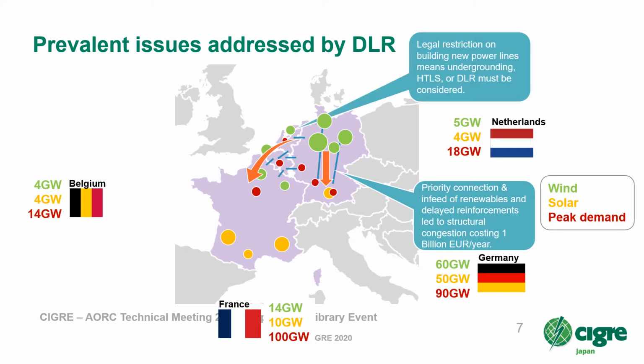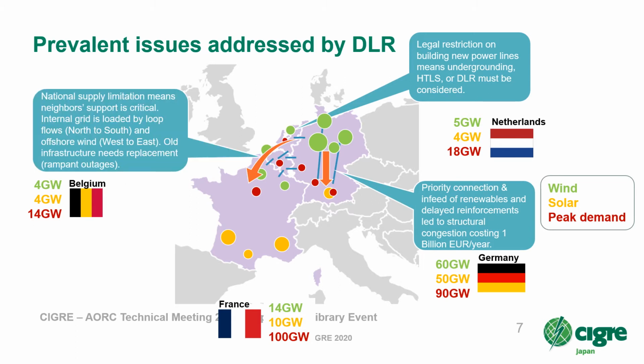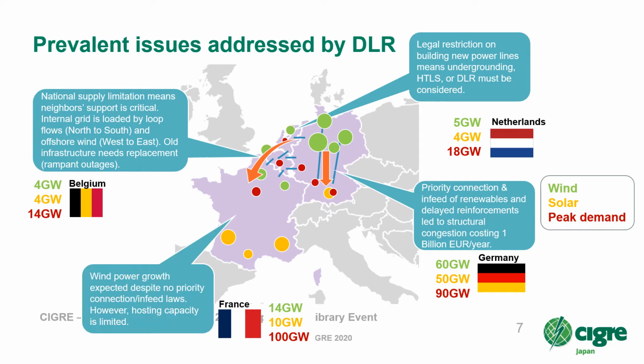In the Netherlands and Belgium, the regulator has limited the amount of overhead line projects that can go ahead. It requires that new capacities should be undergrounded, significantly increasing the reinforcement costs. In addition to this, in Belgium, the national power supply and grid infrastructure is reaching the end of its lifetime. The aging grids need replacement and upgrades, which means they are constantly dealing with major maintenance outages. In France, until recently, there were no requirements to prioritize connection of wind farms or compensate them for curtailment.